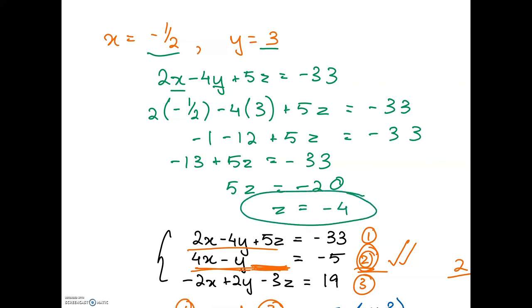So now we figured out the value of z, so that's it. For this system of equations, the solutions are x is equal to negative 1/2, y is equal to 3, and z is equal to negative 4. And that's it.